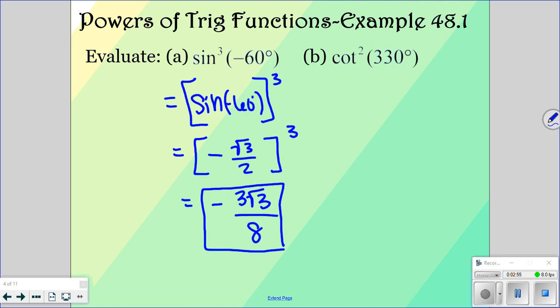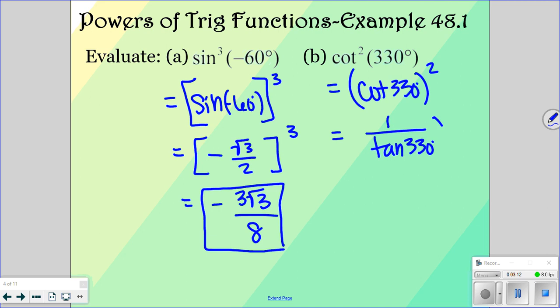Okay, looking at the next one, the cotangent squared of 330. So that's the same thing as the cotangent of 330, and then squaring that. So cotangent is the reciprocal of the tangent. So 1 over tangent of 330, and then we're going to square that answer.